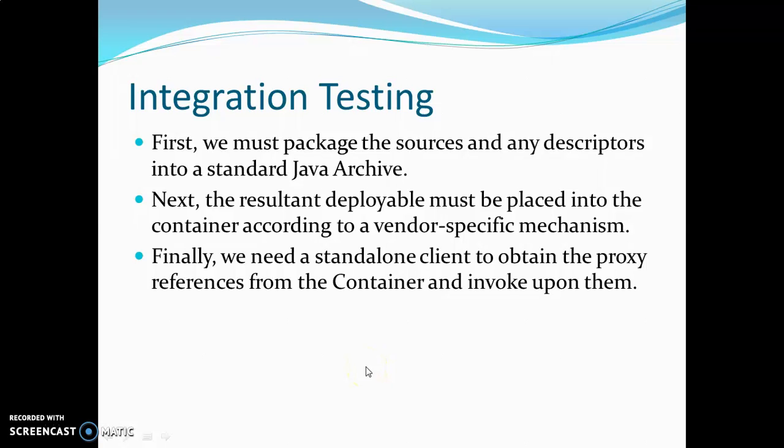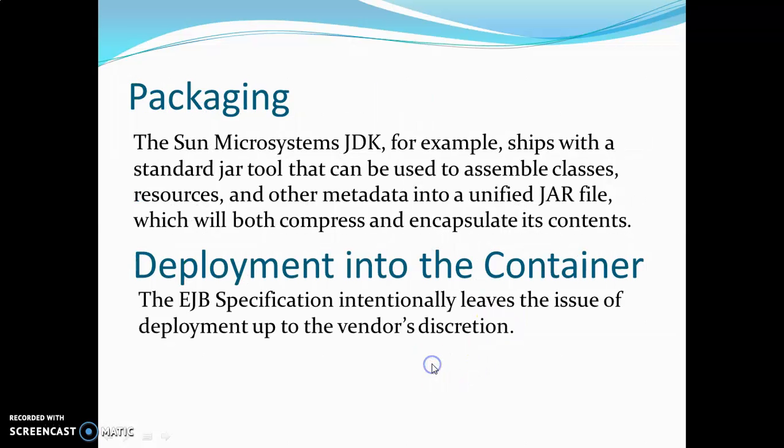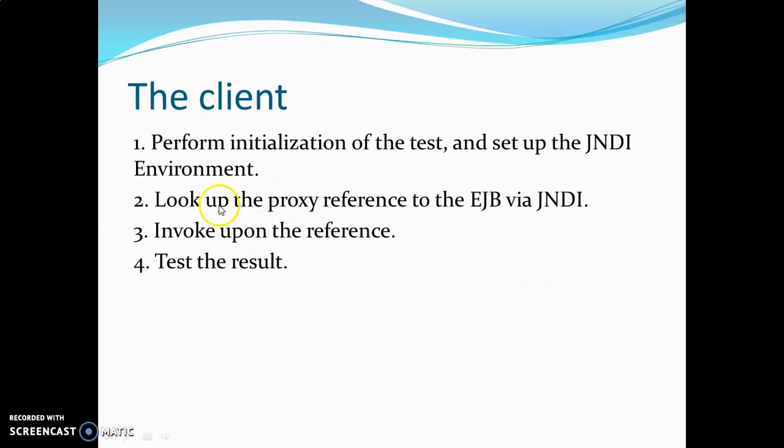After the unit testing of the bean component, we go for integration testing. For this, we must package the sources and the descriptors into a Java archive file, then make use of the deployed file, and finally we make use of the standalone client to obtain the proxy references from the client and invoke upon them. As I said, we have to package them, then deploy them into the container, and after deploying, we need to make use of JNDI, that is Java Naming and Directory Interface. We have to make use of the lookup functions present inside that, invoke upon the reference, and fetch the result.